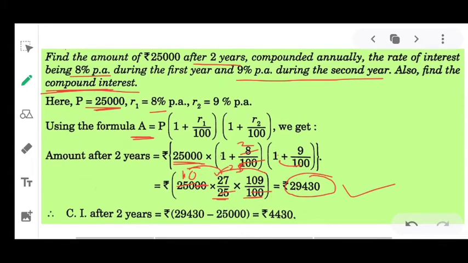But here we have to find out the compound interest. So the formula of compound interest is amount minus principal. So 29,430 minus 25,000, that will be 4,430.